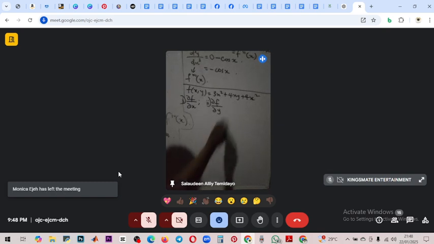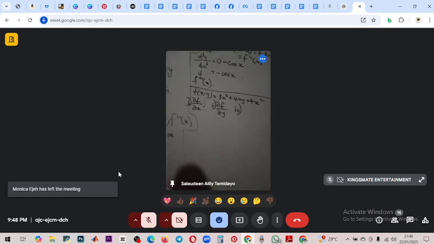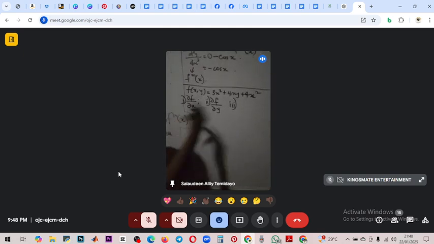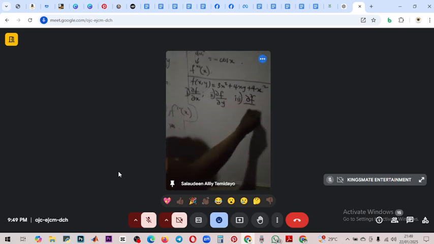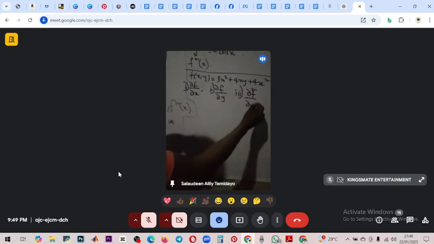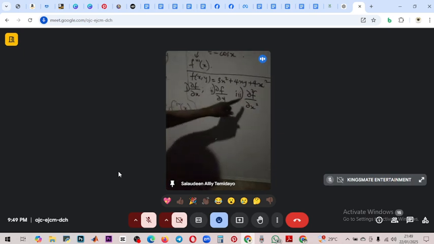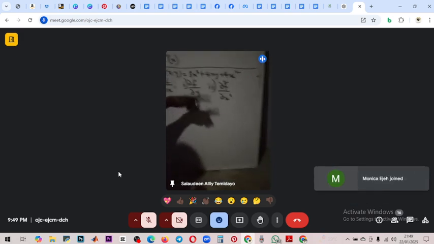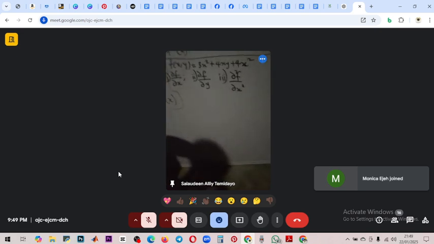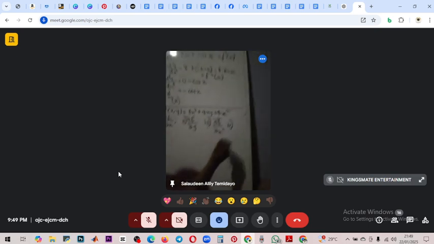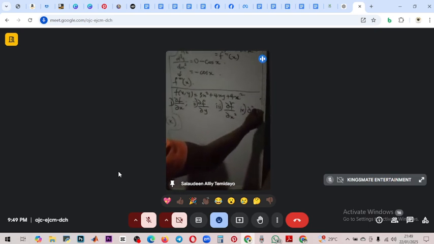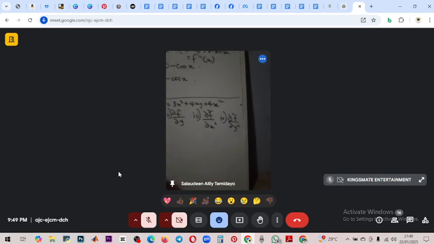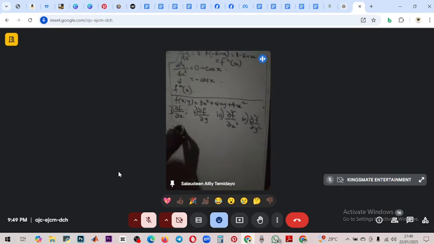The third problem is the second partial derivative of f with respect to x squared. That means the second derivative, the second partial derivative of f with respect to x, and the second partial derivative of f with respect to y squared. These are the things we are looking for. No confusion. Let's look for the first one.